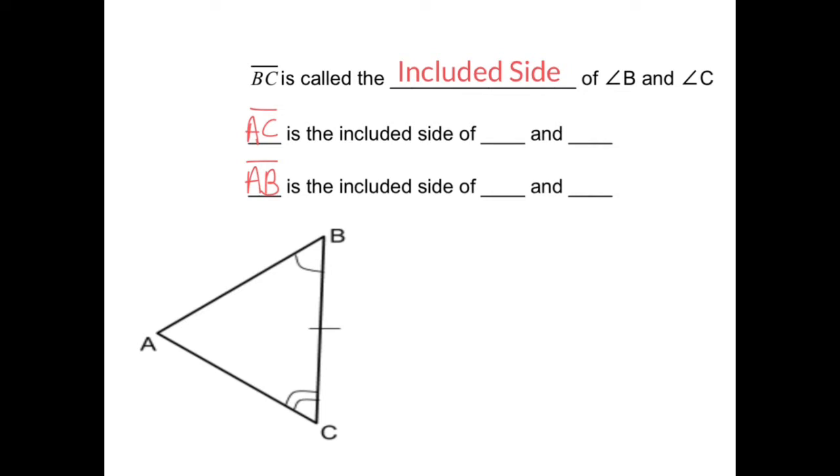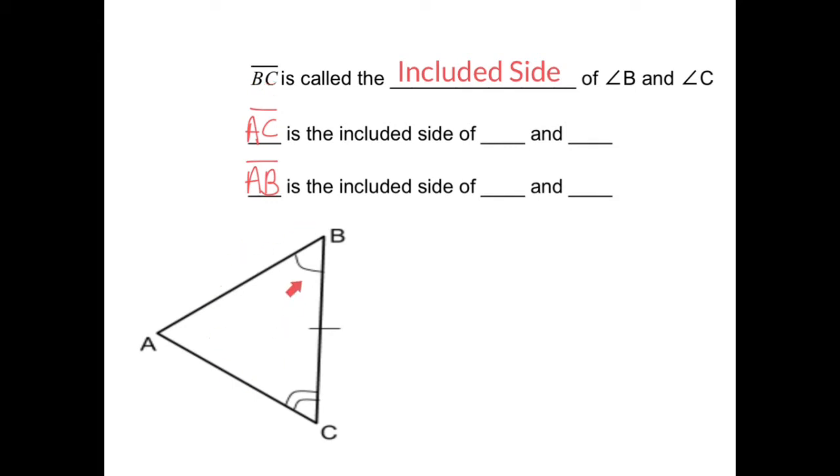Side BC is called the included side of angle B and angle C. This is very similar to the included angle we had in the last lesson with side, angle, side. So it has to be between these two angles, and notice the letter matchup. So BC, this side, is the included side between angle B and angle C.